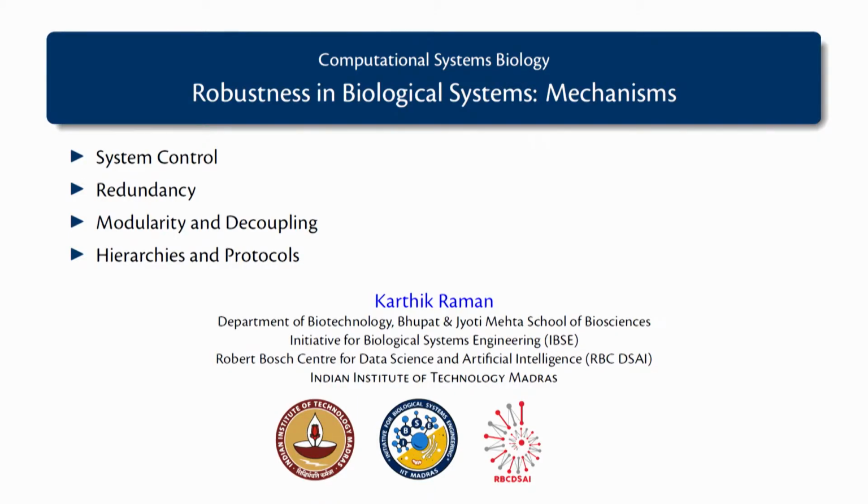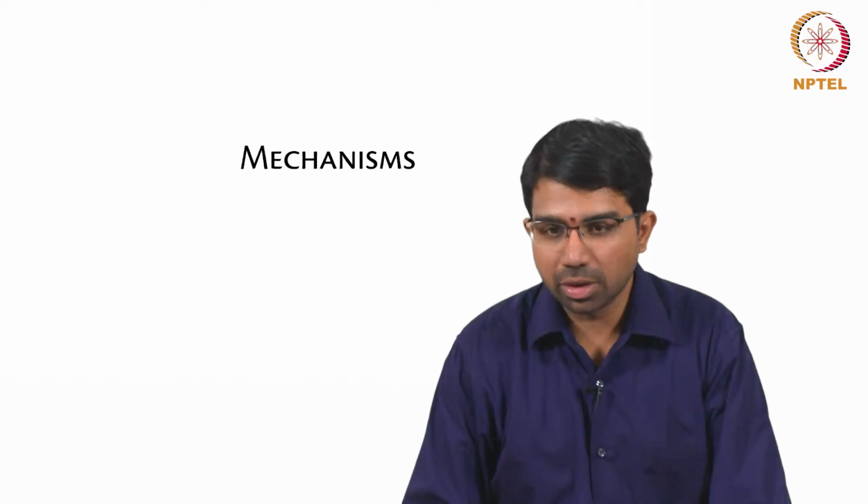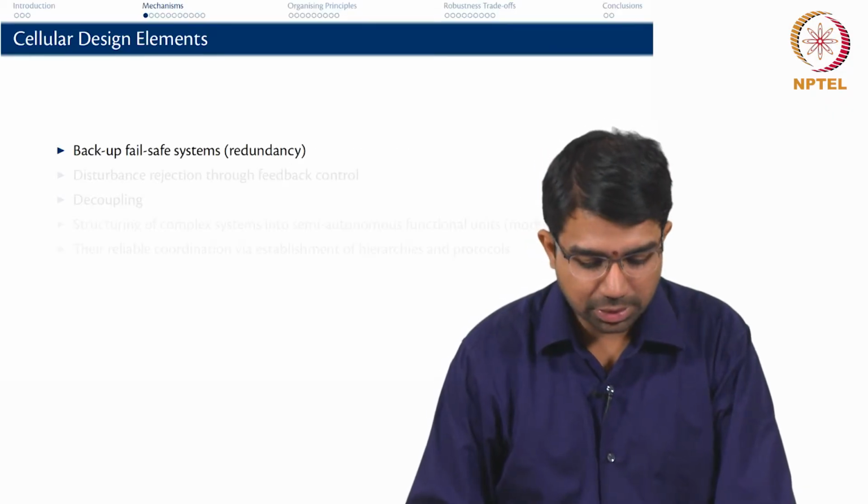In today's lecture, we will continue with our study of robustness in biological systems, and we will study the different mechanisms underlying robustness, namely system control, redundancy or diversity that contribute towards robustness, and modularity and decoupling, as well as hierarchies and protocols that are existent in biological systems that enable robustness. So, let us continue looking at the mechanisms for robustness in biological systems.